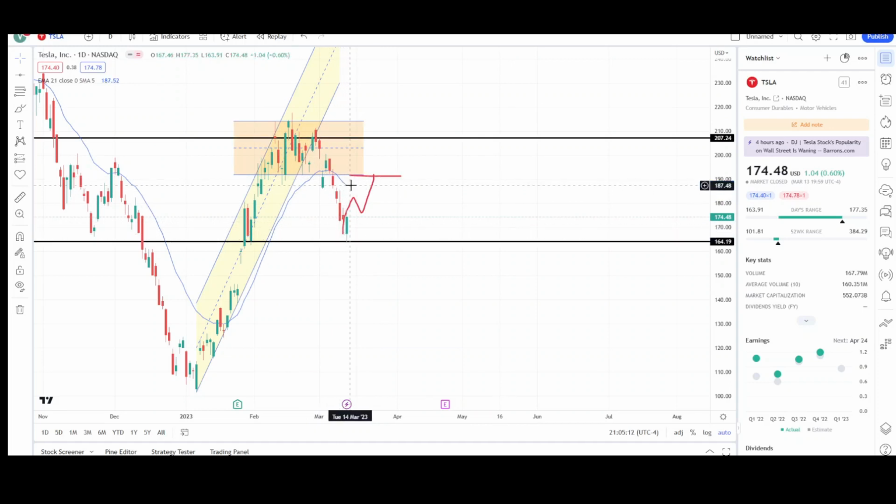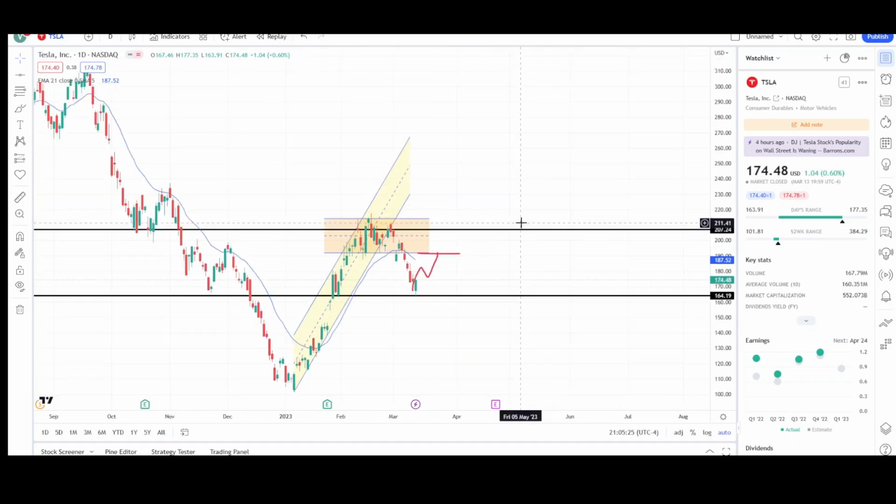We're a little overextended from the EMA. We had those two legs down like I mentioned before. So this is a good level for prices to be going towards next. So that's what I'd be expecting Tesla to do in the coming days. So that's all I have for Tesla.